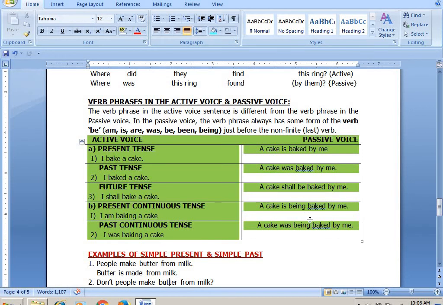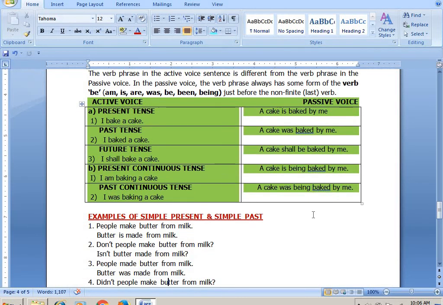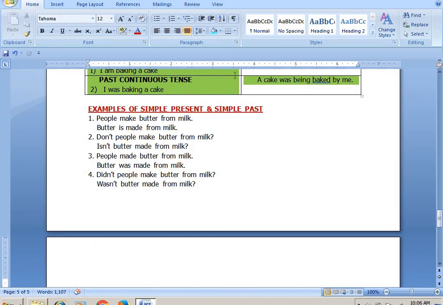Okay, now look at these sentences. Example of simple present and simple past tense. People make butter from milk. Butter is made from milk. It's understood by people, so I did not use "by" over here. Okay? By people. The action has been done by people.